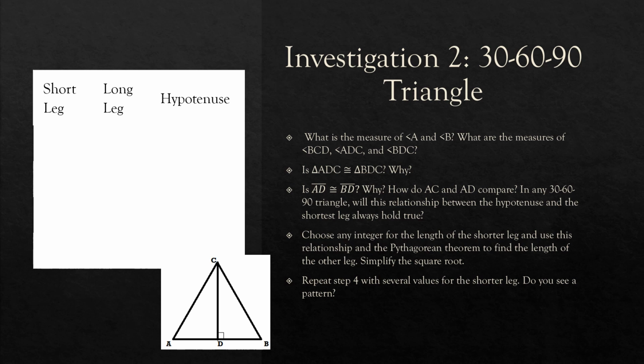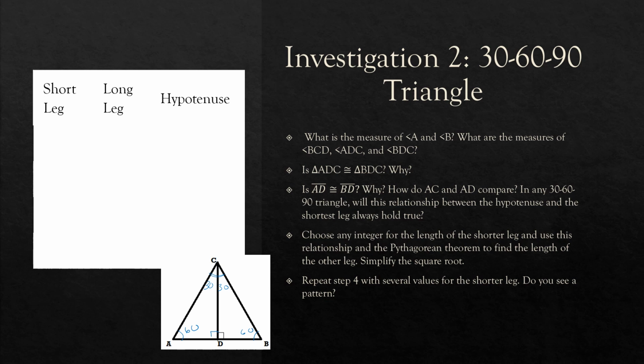So let's do an investigation with this triangle. What is the measure of angle A and angle B? What are the measures of BCD and ADC and BDC? So if we know that we're starting with an equilateral triangle, then we know that these are 60 degrees. So up here, we also have a total of 60. Since it's cut in half, each of these will be 30. And down here, we have another right angle on this side.